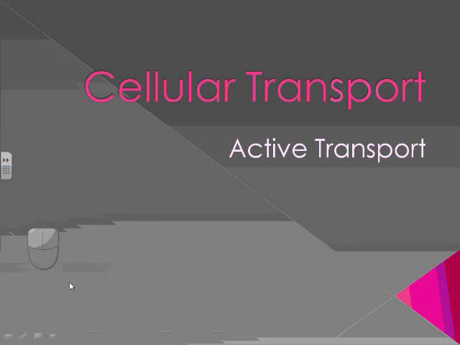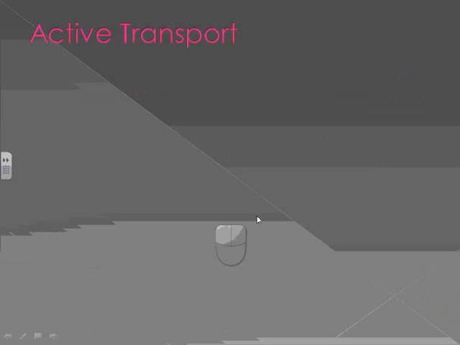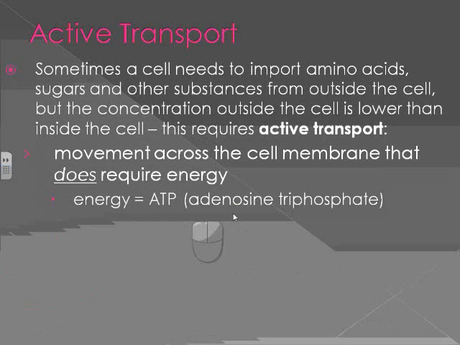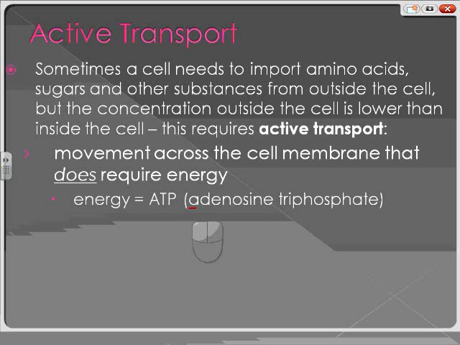All right, so we've talked about passive transport. Now let's focus on active transport. The name alone implies that you're actually going to need to use energy. Our energy molecule in our cells is called adenosine triphosphate. We talked about this particular molecule, ATP, when we did our biochemistry unit.